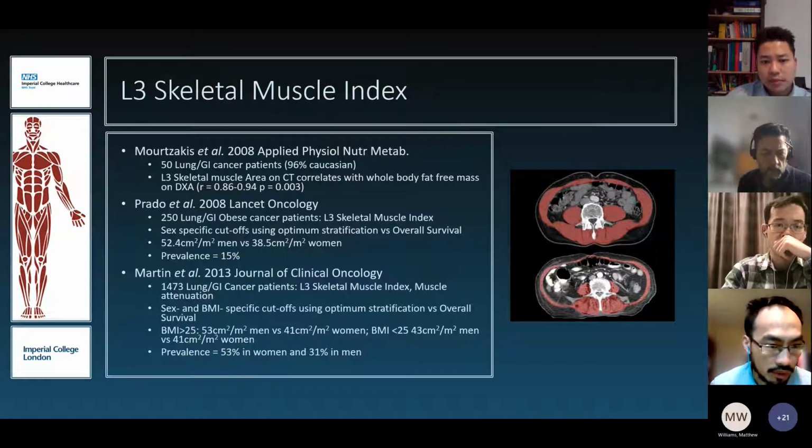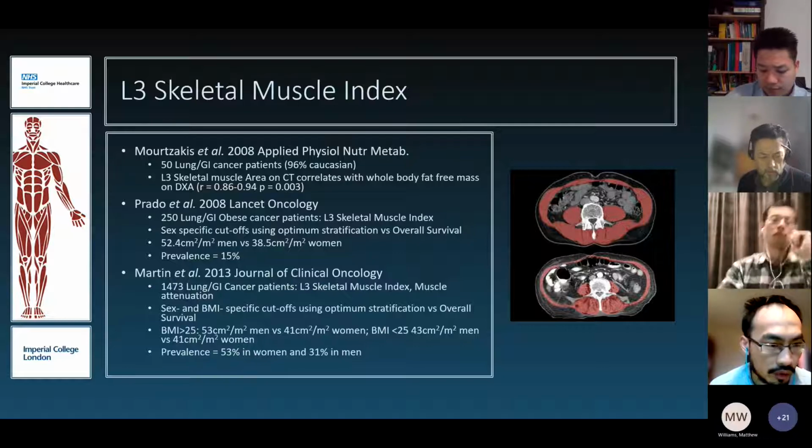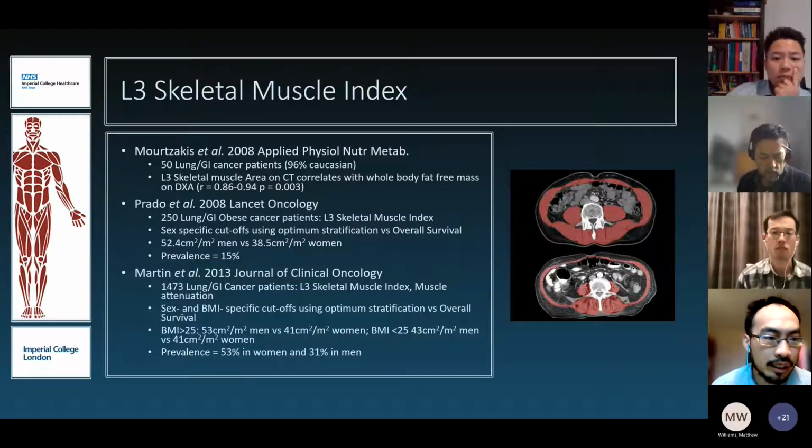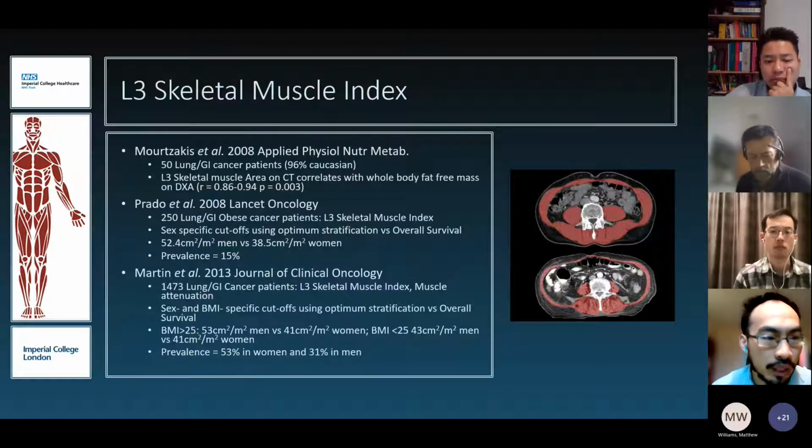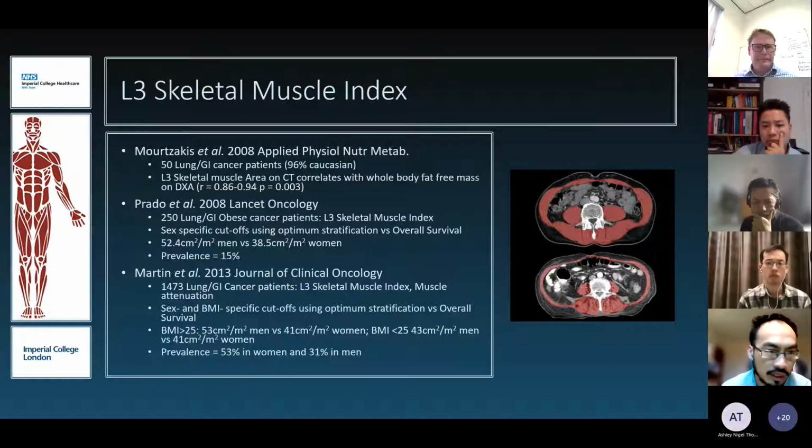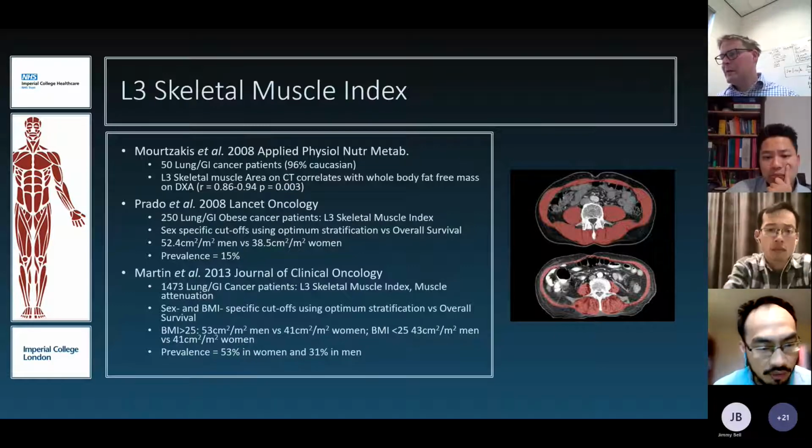And some of the earlier work was done in this Prado study from 2008, and that specifically isolated obese cancer patients. So these are obese Canadian mixed GI and lung cancer patients, and you're deriving cutoffs from those, and in that the prevalence of sarcopenia was 15%. They used optimum stratification on survival, derived some cutoffs, and they say 15% of our population was sarcopenic, and this was significant.